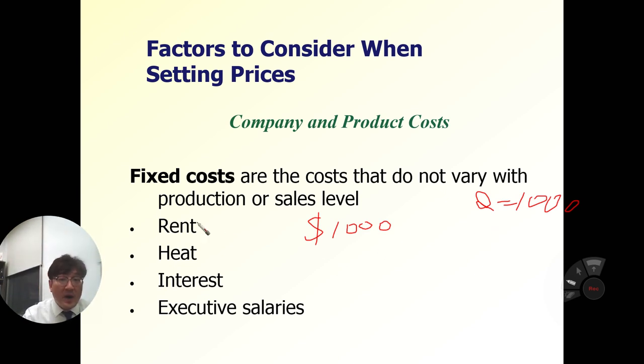Then, what is the rent per unit? You simply divide this $1,000 by 1,000. That is $1 per 1 unit, right?